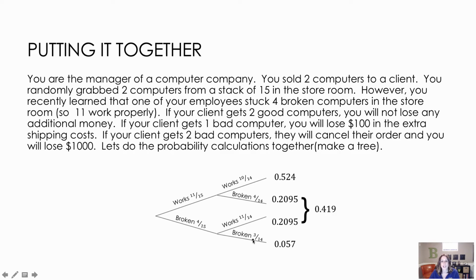Now I didn't have to make a tree for this, but what ends up happening is most people only count the 0.2095 one time, because they take the probability of a good times the probability of a bad, and then they shortchange themselves essentially. So there are 2 different ways that I could get 1 good, 1 bad computer, which is that it works and then it doesn't, or that it doesn't and then it does. These are the values that I'm going to use moving forward.